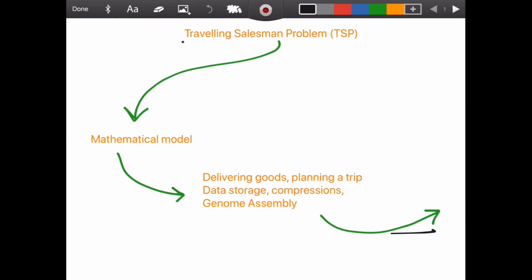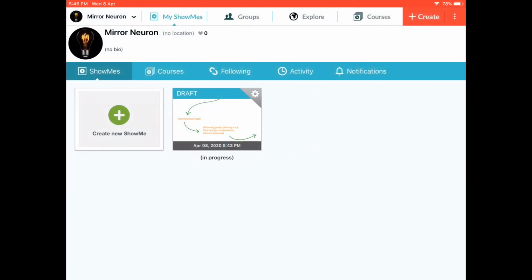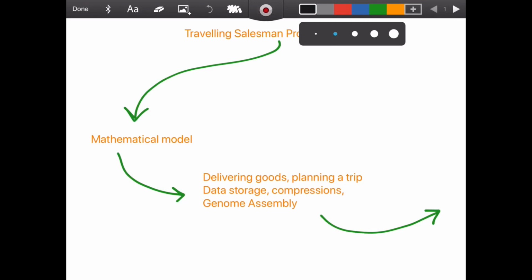So here, in short, I'm going to explain what that Coursera course will be teaching you. It is going to talk about the traveling salesman problem. First of all, it is going to introduce you to the mathematical model. The mathematical model that you will learn is going to teach you all about delivering goods and planning a trip. This is the most general one, but the same concepts can also be used in data storage, compression algorithms, and genome assembly, just to name a few.